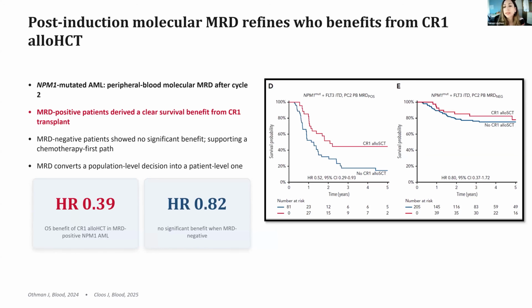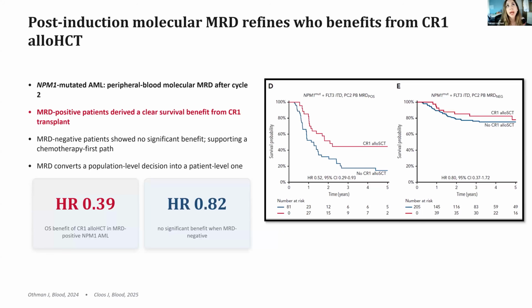And then the other is that there's very nice data from Jad Othman and his group where they looked at, if you remember, I told you that patients with NPM1 and FLT3 mutated disease are considered intermediate risk and potentially considered for hematopoietic stem cell transplant. In this nice study, they really showed that if the patient cleared their NPM1 mutation prior to transplant, really there was no survival benefit to receiving a transplant.